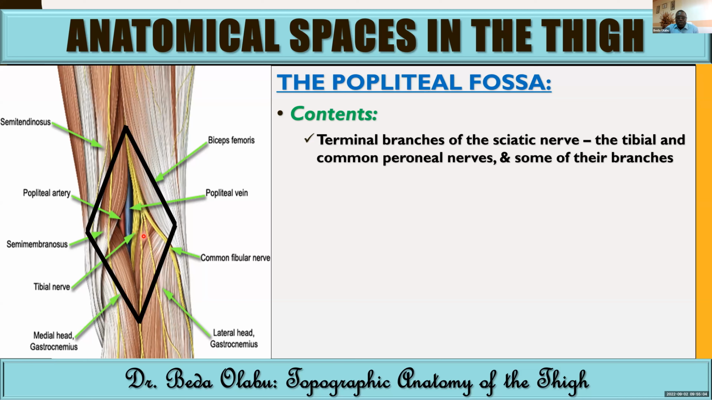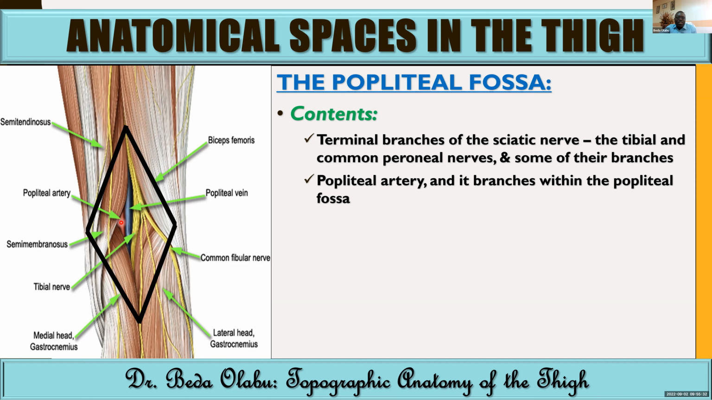Great. So the terminal branches of the sciatic nerve and their branches are contents of the popliteal fossa. Apart from that, we have the popliteal artery and its branches within the popliteal fossa. The popliteal artery is the most anterior neurovascular structure.